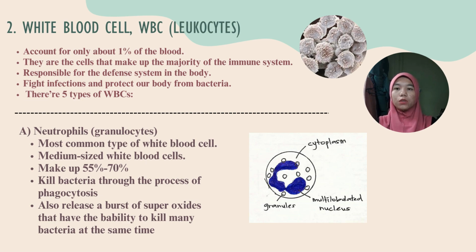The first one is neutrophils, known as granulocyte. Neutrophil is the most common type of WBC, and it is a medium-sized white blood cell. It makes up about 55% to 70%. The function of neutrophils is to kill bacteria through the process of phagocytosis, and also release a burst of superoxides that have the ability to kill many bacteria at the same time. This is how neutrophils look like. The nucleus is said to be in the C shape.